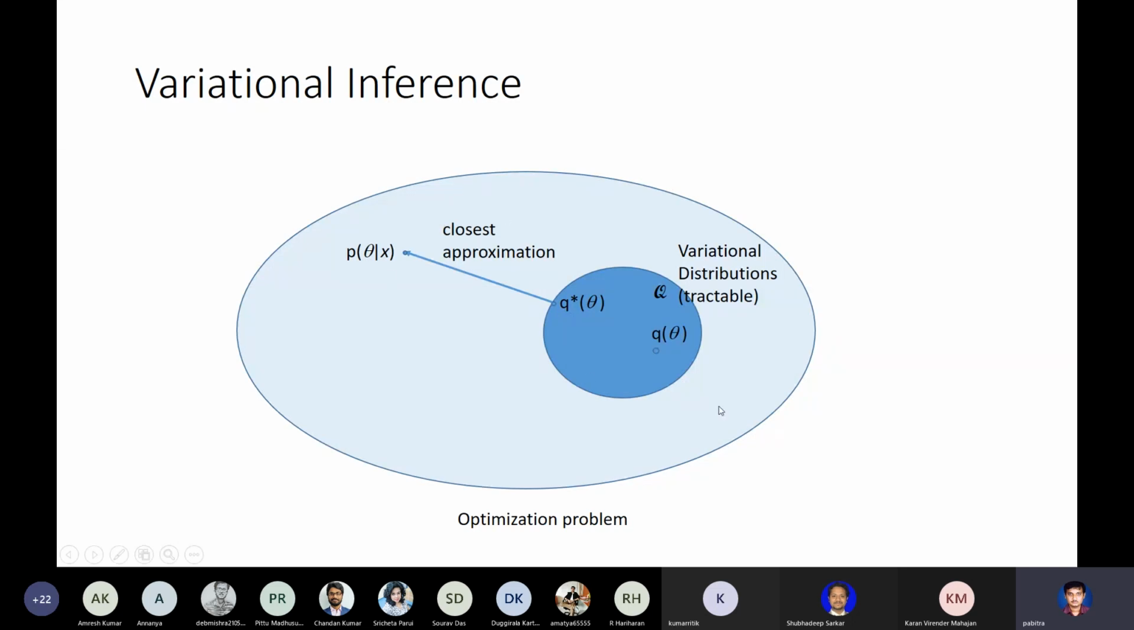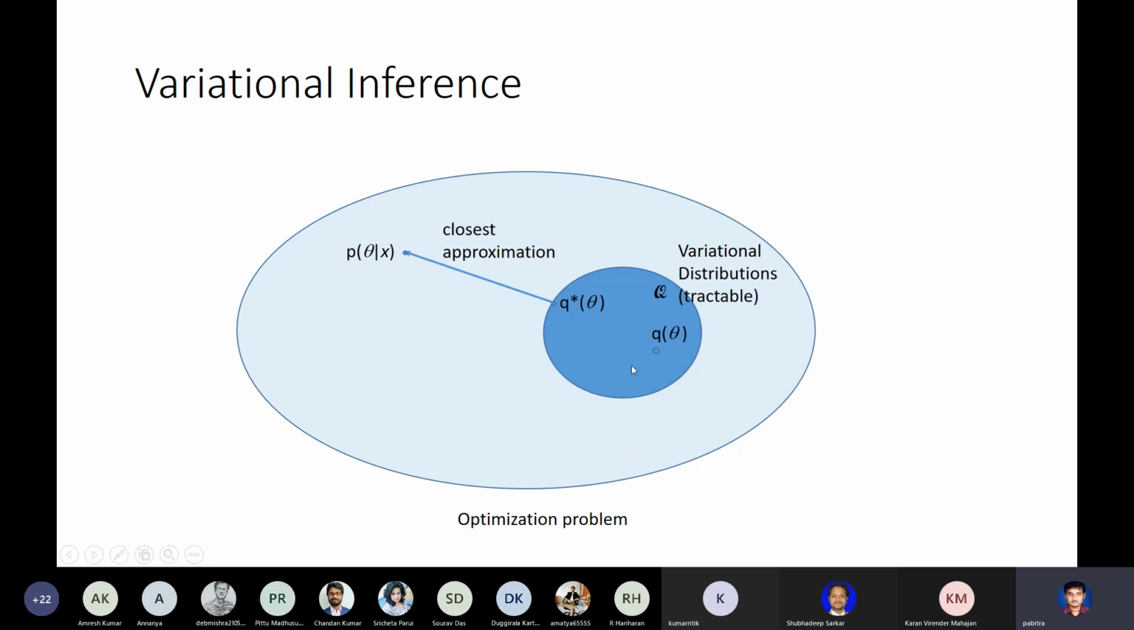Okay, so notice carefully that this optimization problem is a little bit complex, because this p theta given x, even though I have shown it as a point, is actually a function. It is a probability density function over theta. And any q theta inside this ellipse, inside script Q, is also a function. So our optimal solution is not a point. It's a function. Among all functions which belong to this category, find one function q star theta which is closest to this function p theta given x.